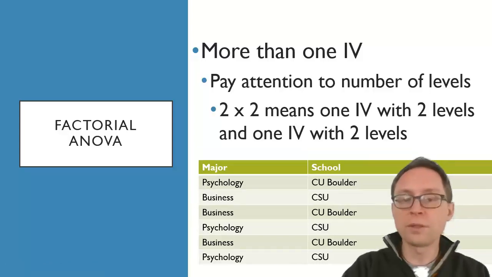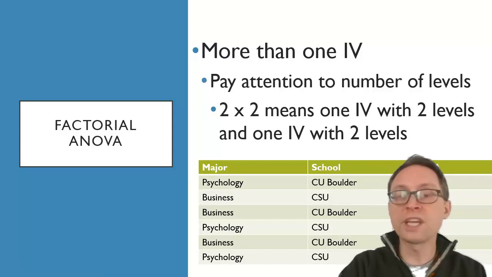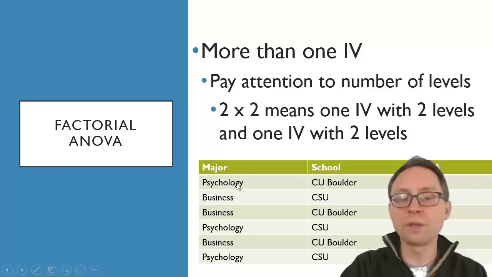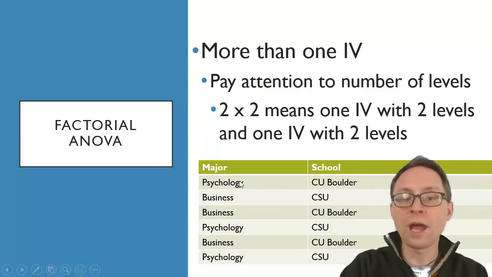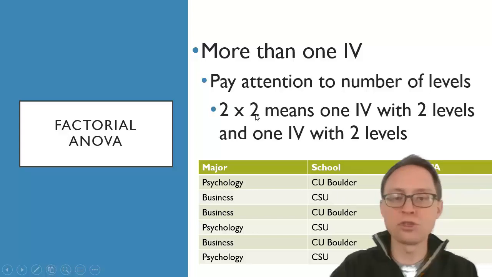Compare that to this one. This is a 2x2. We still have major and school, but now when you look at major, whoops, go back. When you look at major, how many levels do we have? 1, 2 levels, and 1, 2 levels. 2 levels of major, 2 levels of school. 2x2. The dependent variable is GPA.